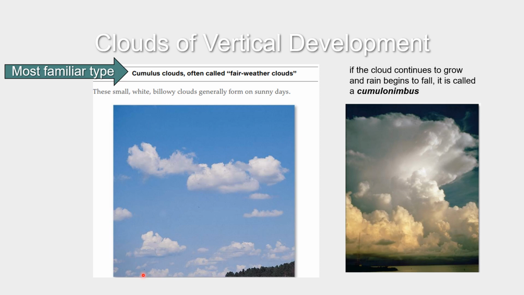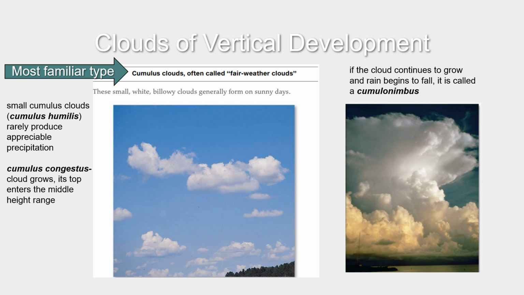As you can see, this is the small cumulus cloud, or what we call the cumulus humilis. These fair weather clouds rarely produce appreciable precipitation. This cumulus cloud could also grow, because when the air is unstable, cumulus clouds can grow dramatically in height, and their top enters the middle height range. And this is what we call the cumulus congestus.